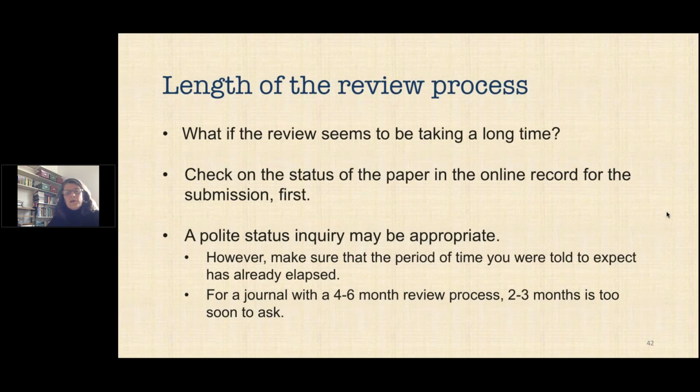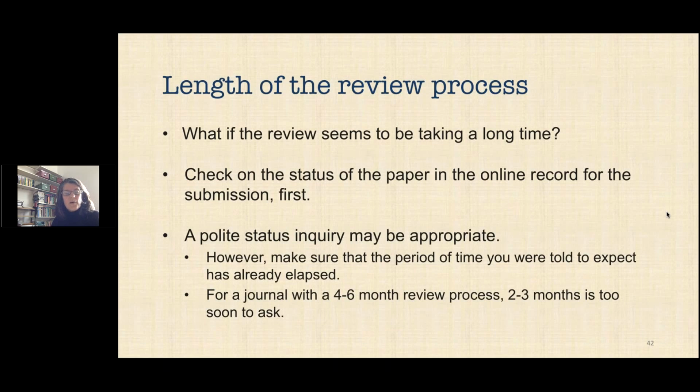So let's say that it's been 4 months and you're on the job market, you're worried about the paper that you sent out, you want to know what's going on. What do you do? Well, the first thing that you should do is check on the status of the paper in the online record for the submission. You'll find sometimes that there's not a lot of information there. And in that case, a polite status inquiry may be appropriate.